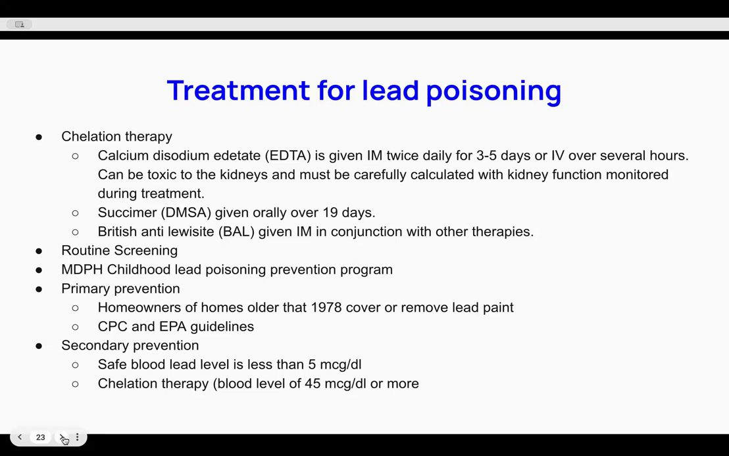We always want to make sure we're doing routine screening. There are two different types of prevention. We have primary prevention, and this is some federal laws that were put in place: homeowners of homes built before 1978 have to cover or remove lead paint. It's a federal regulation. And then there are CDC and EPA guidelines.